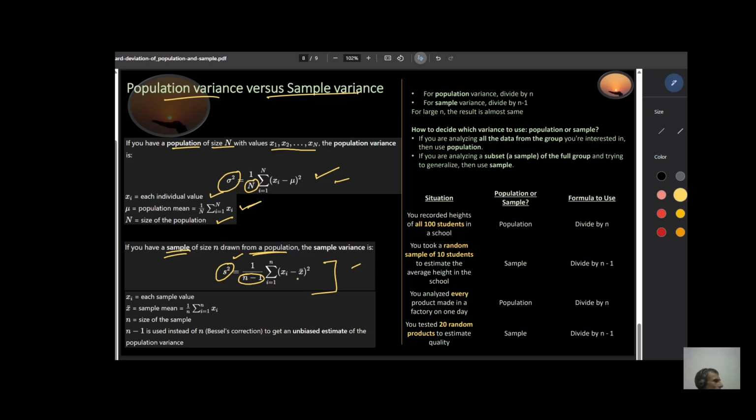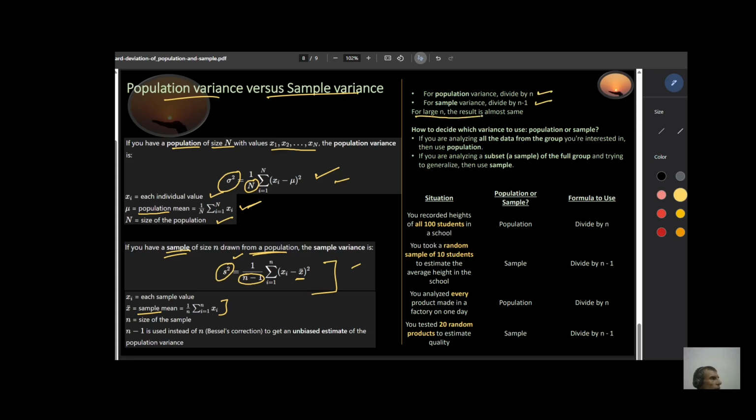And over here, your sample mean is this. This is my sample mean. So your x bar is the sample mean, not the population mean. Here, your mu was your population mean. This is your sample mean. So these are the essential differences. For population variance, you divide by N, and for sample variance, you divide by n minus 1.